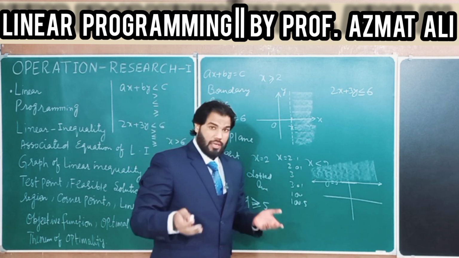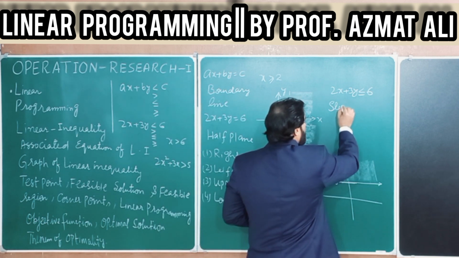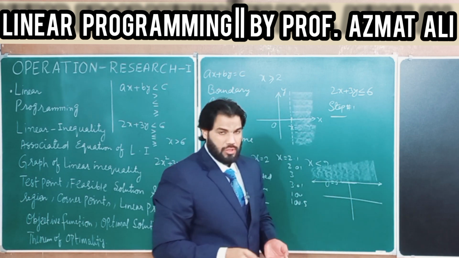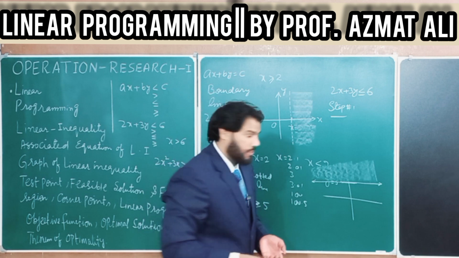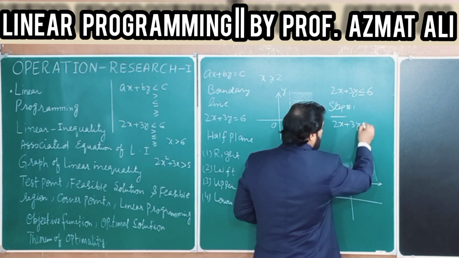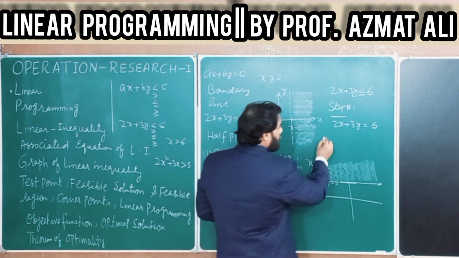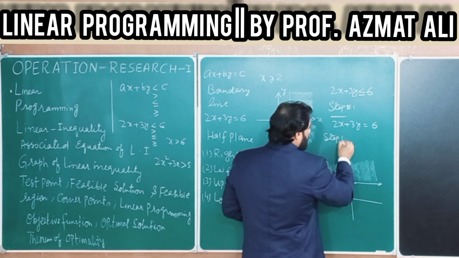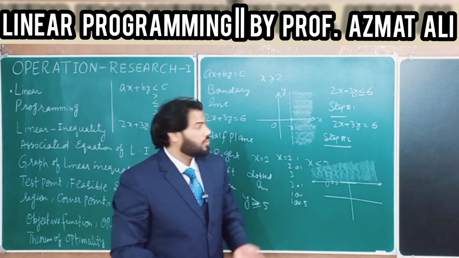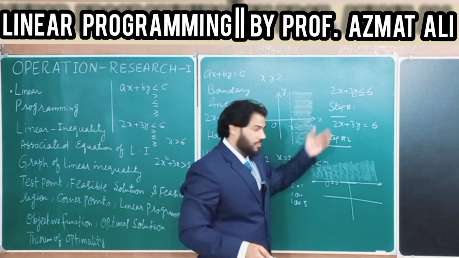To draw a graph of this inequality, the first step, step number 1, is to find its associated equation or boundary line of the given inequality, that is 2x plus 3y equal to 6. Step number 2. Find the x-intercept and y-intercept of this associated equation.